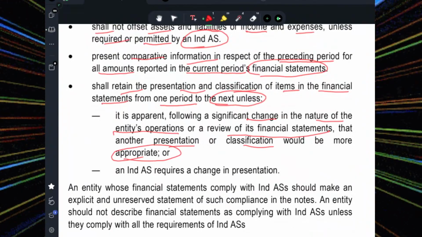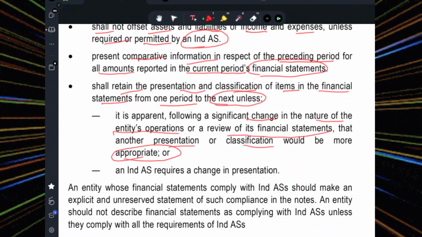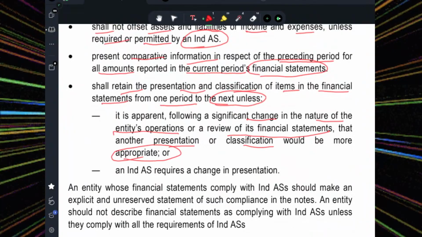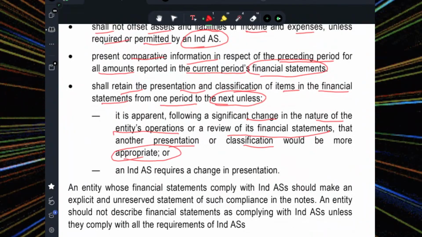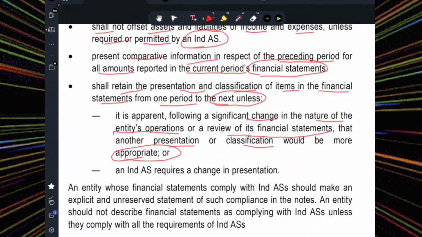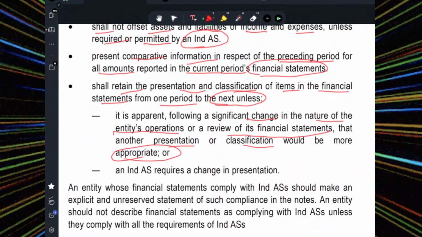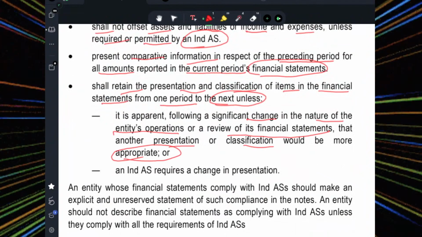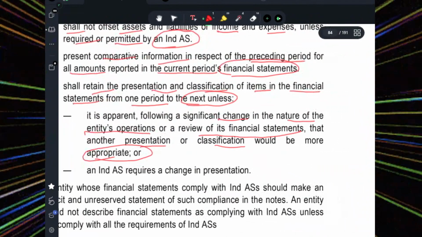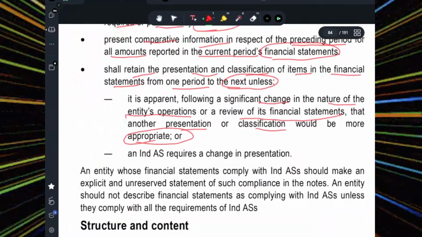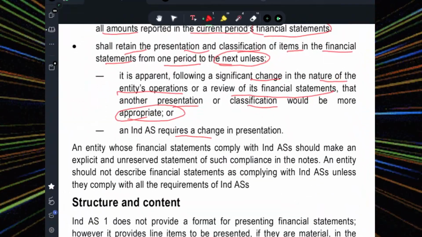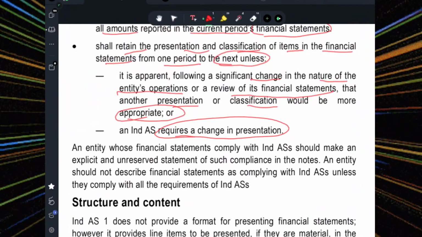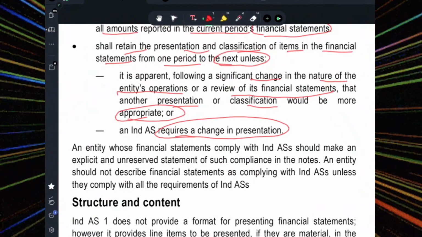Then the entity should retain the presentation and classification of items in the financial statements for one more period, or for more than one period. When there is a significant change, when there is a change in the review, when another presentation or classification is more appropriate, then you should do so. You can give more than one period. If Ind AS requires a change in the presentation, then what should you do?